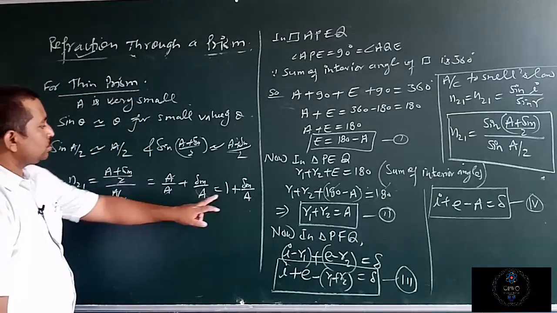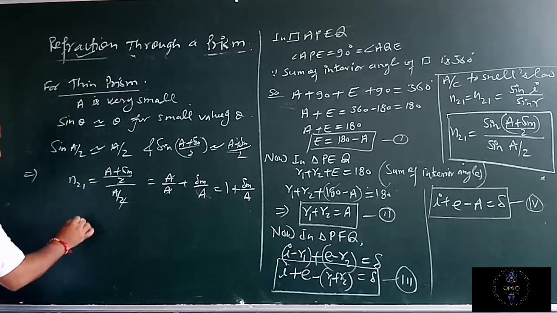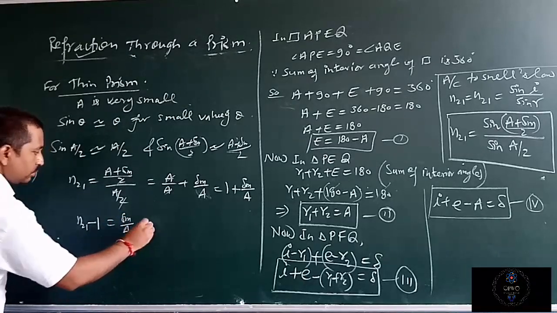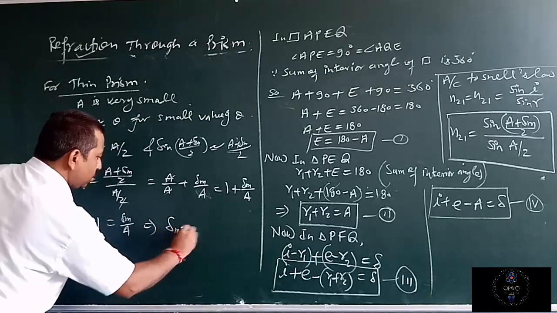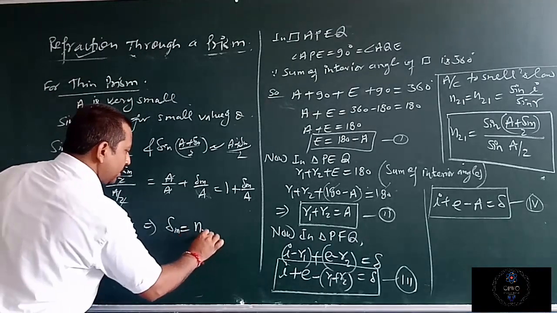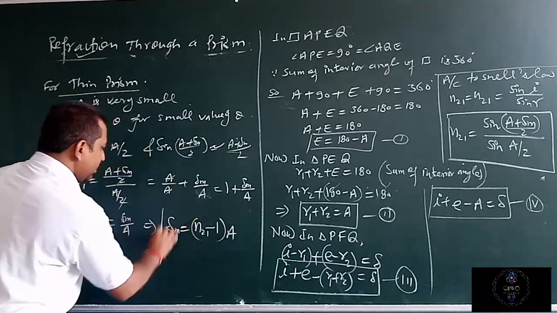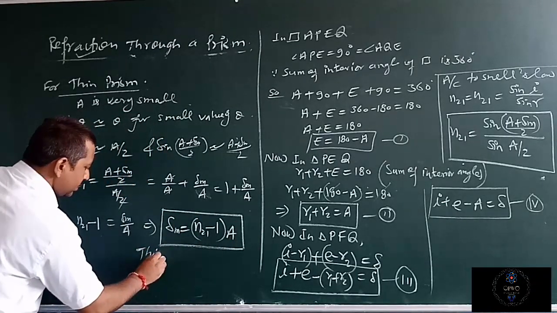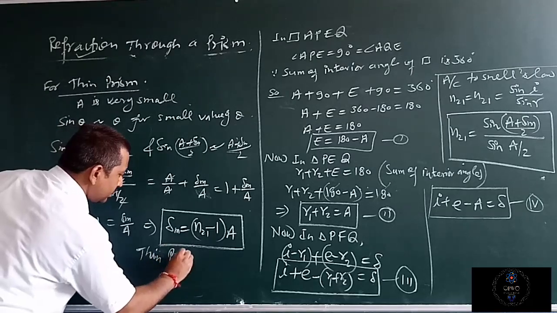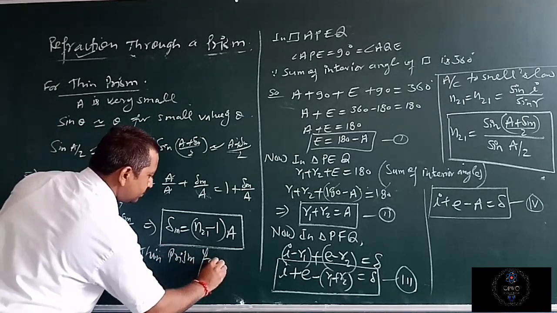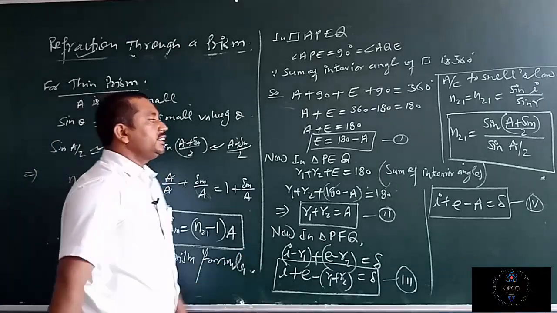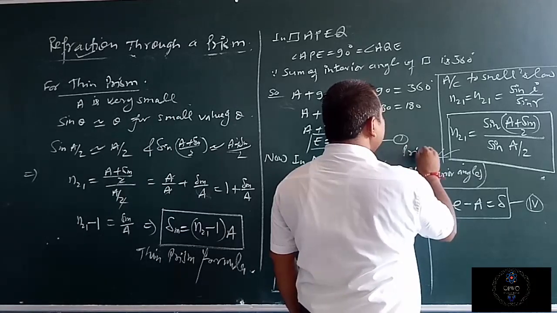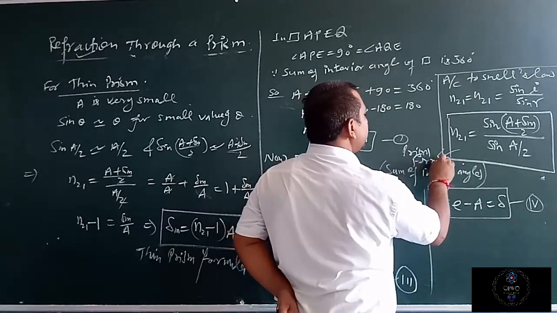So transposing this 1 from this side, we get n21 minus 1 is equal to delta m by A. So from here we get delta m equal to n21 minus 1 whole into A. This is known as the thin prism formula, and the earlier one is known as the prism formula.